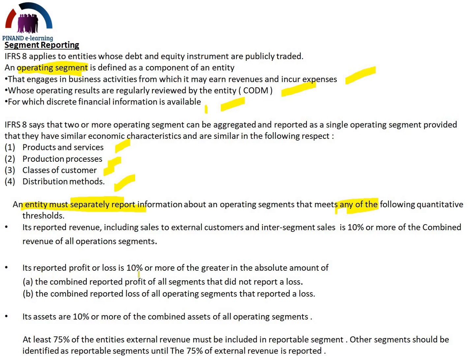Its reported profit or loss is 10% or more of the greater, in absolute amount, of: A, the combined reported profit of all segments that did not report a loss. So it means all the segments that made a profit, you group them together. B, the combined reported loss of all operating segments that reported a loss. It means all the segments that made a loss, you group them together.